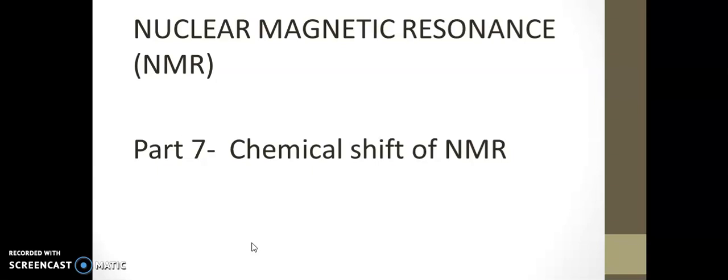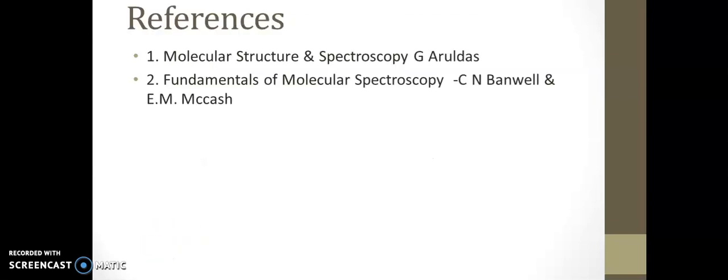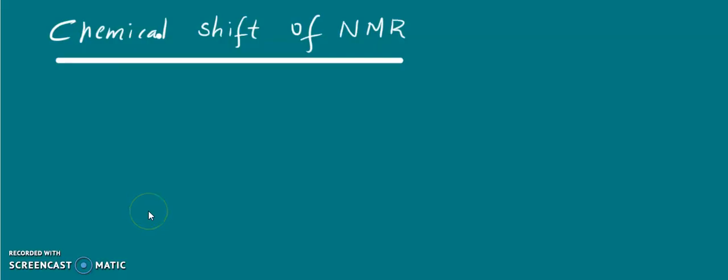Here we discuss the chemical shift of NMR. We have already seen the resonance condition of the protons, which is given by h nu equal to the energy difference between these levels, which is Gn mu n into B0. Suppose B0 is the applied magnetic field.